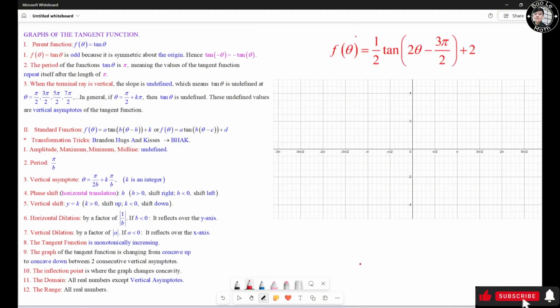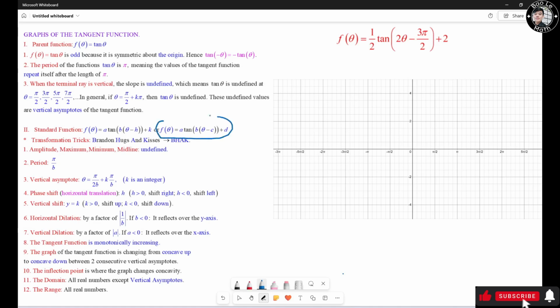Now let's take a look at this example. f of theta equals 1/2 of tangent 2 theta minus 3 pi over 2 plus 2. Right? And we look at the standard form right here. We see that it's not the standard form, right? So we need to convert this into the standard form, right? So we have f of theta equals 1/2 tangent of 2 times theta minus 3 pi over 4, right? We just factor 2 out and then plus 2, right?